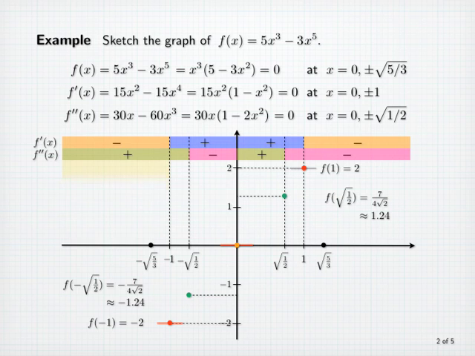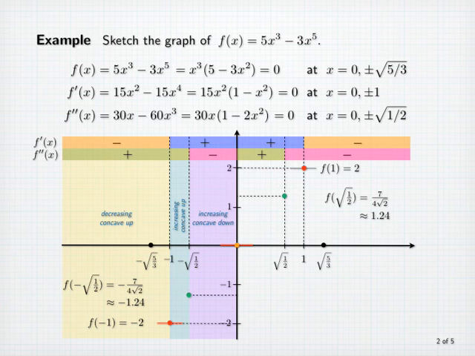Now, if x is less than minus 1, since f prime is negative and f double prime is positive, we conclude that the graph of f will be decreasing and concave up. Between minus 1 and minus the square root of a half, f prime is positive while f double prime is positive, and so the graph is increasing and concave up. Between minus the square root of a half and 0, f prime is positive while f double prime is negative, and so f is increasing and the graph is concave down.